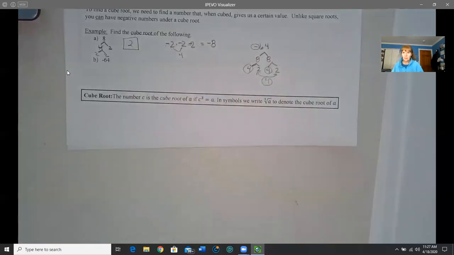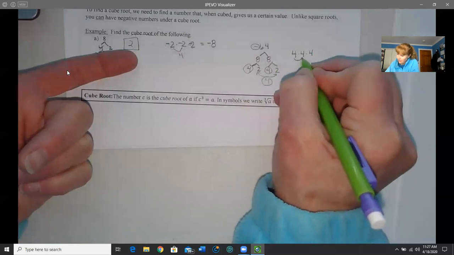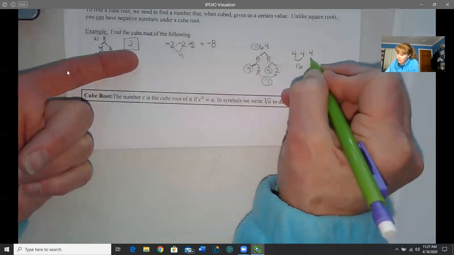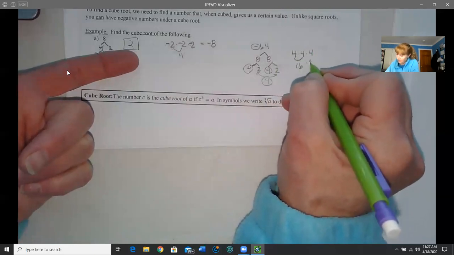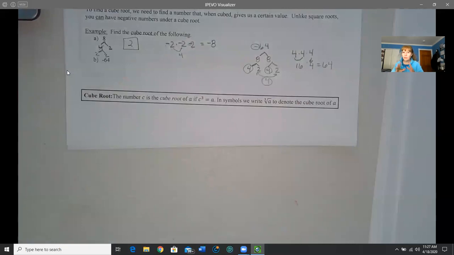Let's check it. Take it on your calculator. What's 4 times 4? It's 16. That's 16 times 4, this 4 right here, gives you 64. So as soon as you have 3 of something, then it can come out. All right. And so the cube root of 64 is 4.